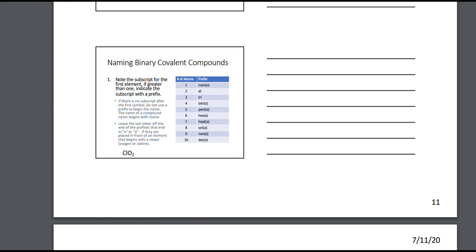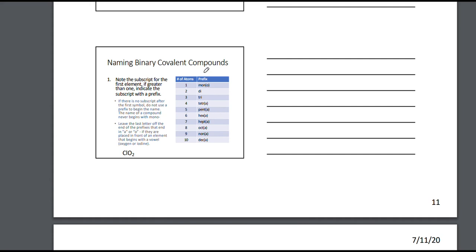So naming a binary covalent compound, first we need to pay attention to the subscripts below every element when we're trying to name that specific compound. In this case, we use this table right here to indicate the number of atoms. So if there is one atom, we use the prefix mono. If there are two atoms of that element, we use the prefix di. If there are three atoms of that element, then we use tri, so on and so forth.